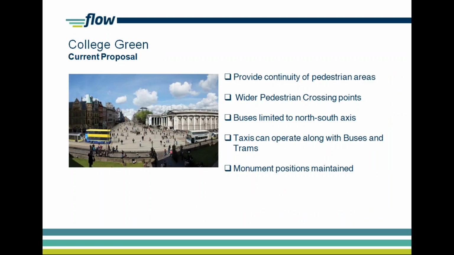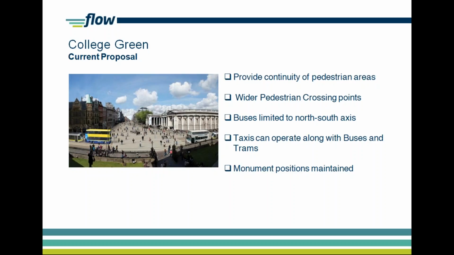This, I suppose, is a photo montage showing how the area is now proposed to be transformed. This will provide, I suppose, continuity of the pedestrian areas, wider pedestrian crossing points. Buses will now be limited to the north-south axis, and taxis can now operate along the buses and trams, and also the monuments in the area will now be retained.